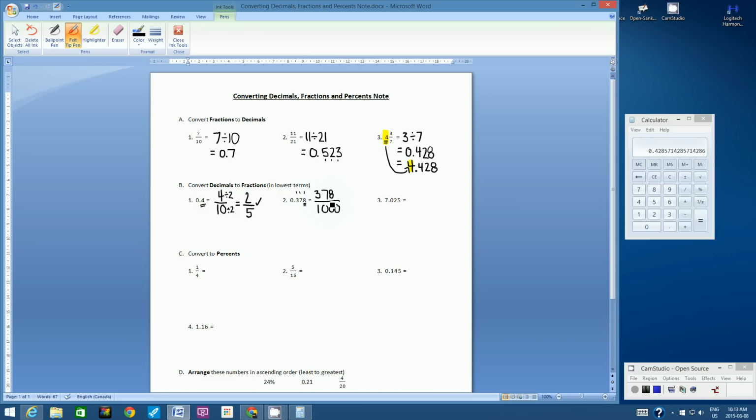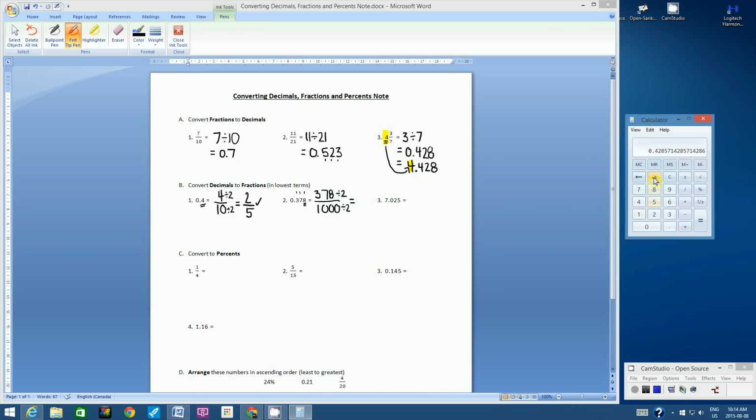Okay, so is this number in its lowest form? 378 is an even number. 1,000 is an even number. So what number do we know can divide into both the top and the bottom? Well, we know that 2 divides into both the top and the bottom. So if you use your calculator, 378 divided by 2, and what do you get?